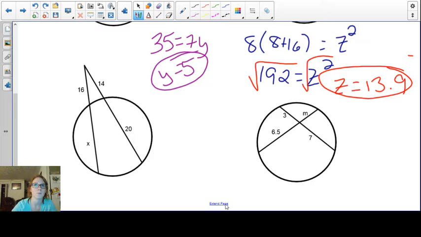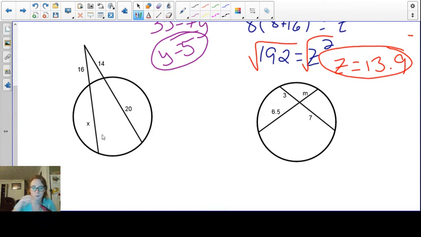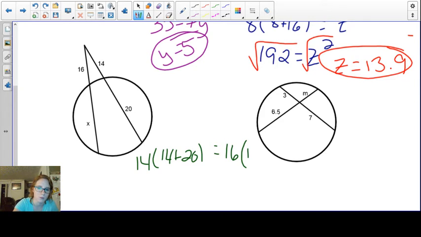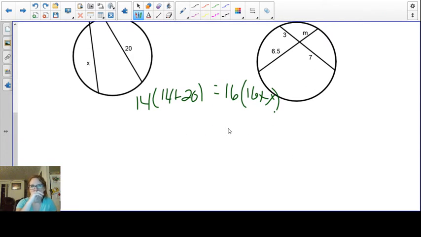All right, next one. I'm going to extend this now because I know we're going to need it. So we have 2 secants again. So when we have 2 secants, we do the outside, so say 14, times the whole piece, which is 14 plus 20, is equal to the outside times the whole thing. Told you we need more space. Whew.